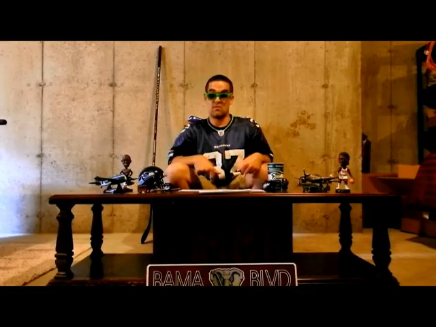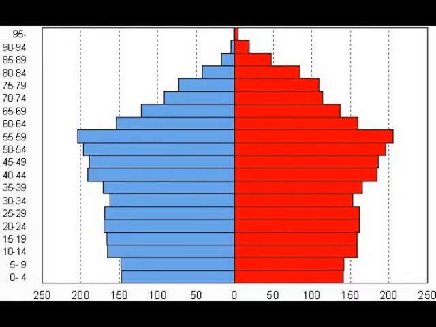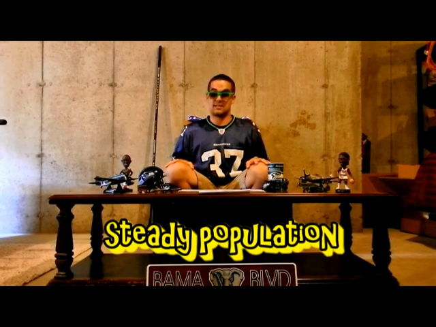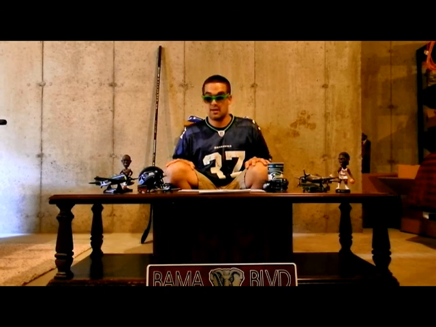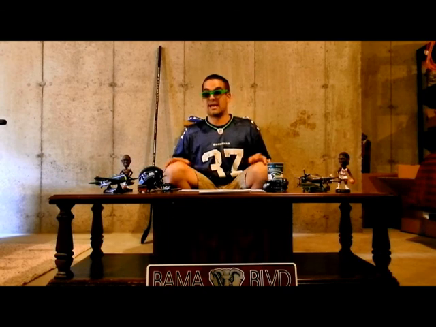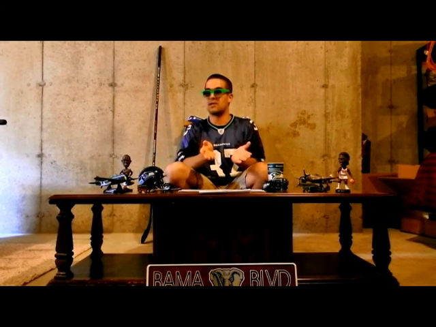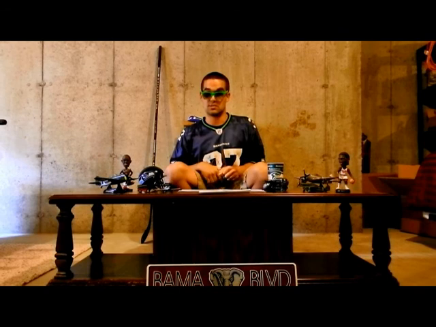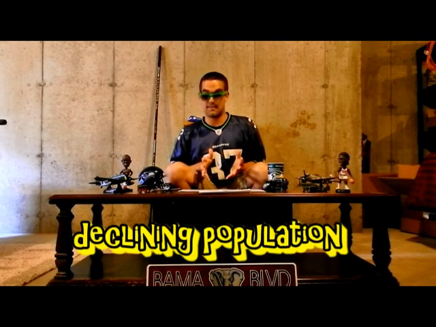A population pyramid that is flat on the sides, that's pretty much the same at the younger ages as it is in the older ages, would show us a population that's staying steady. A population that has sides that narrow towards the bottom, wider at the top, that would mean there are more old people than young people. That population is probably declining.